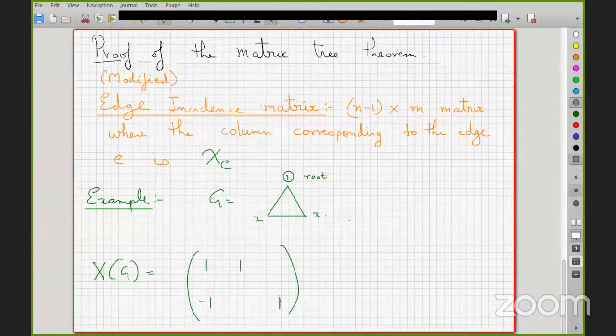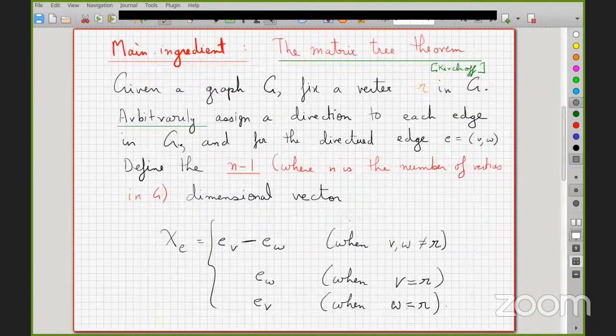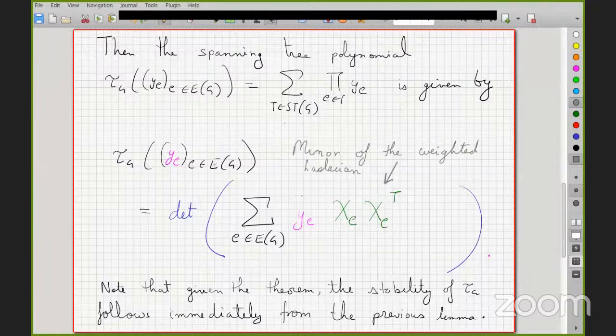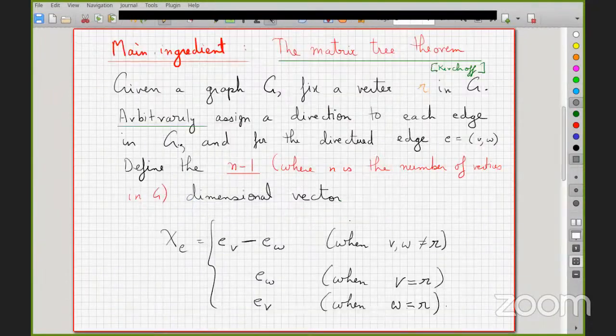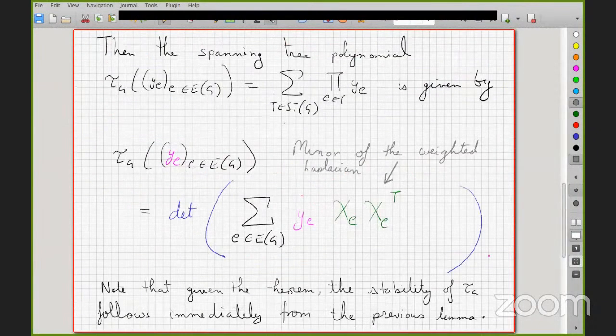So let's do the proof of this. By the way, everyone can see this, right? Given this theorem and the previous lemma that we had last time, the real stability of tau G follows immediately, because now you have expressed tau G as a determinant of a linear sum over variables of PSD matrices.